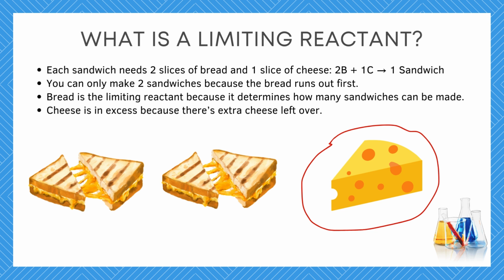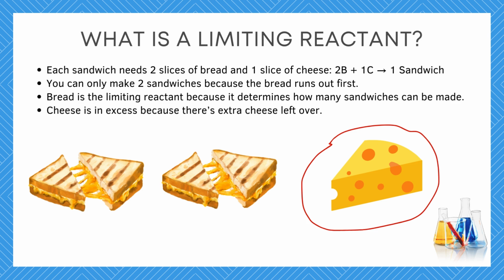You will be only able to make two because by the time you get to the second sandwich, you would have used up four slices of bread, which is all the slices of bread that you had at the beginning. But then you will have one slice of cheese remaining. That means you can only make two sandwiches because the bread runs out first. Now, bread is the limiting reactant because it determines how many sandwiches you can make. And cheese is in excess because we have more than we need and there's extra cheese that is left over. So that's the concept of the limiting and the excess reactants.